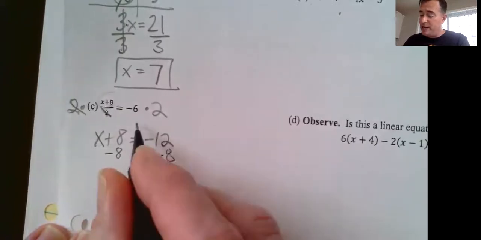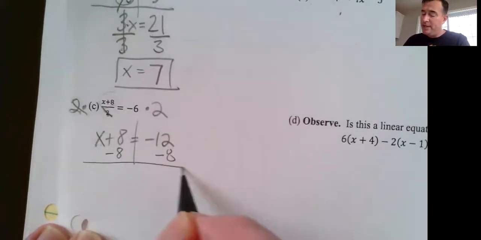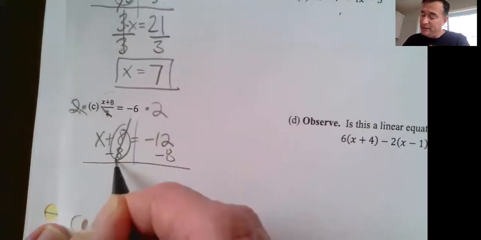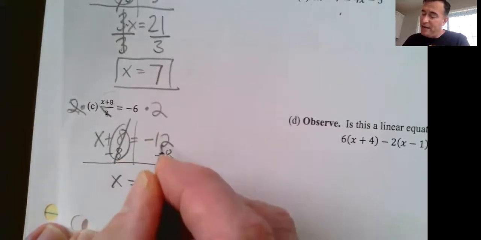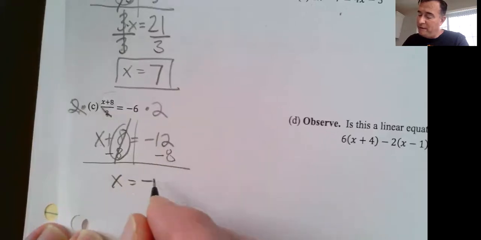Do the same thing on the other side because we've got this balanced here. And then when we do this, I can say that this zeroes out and it's gone. I have an x. And negative 12 minus 8 will give you a negative 20.